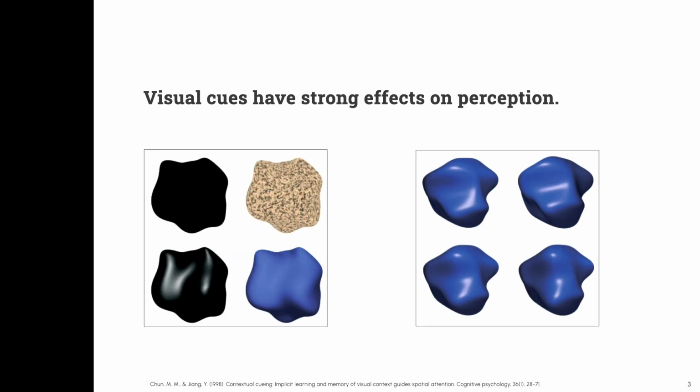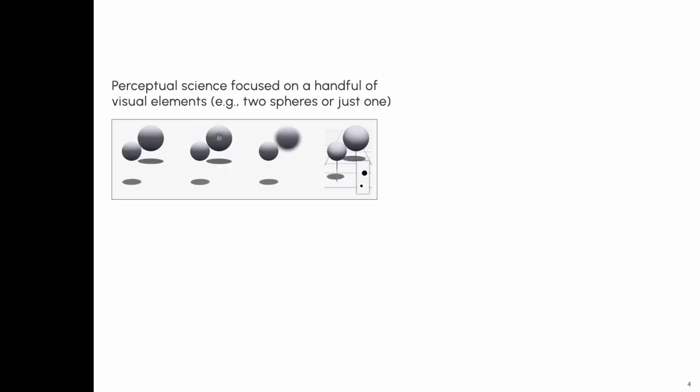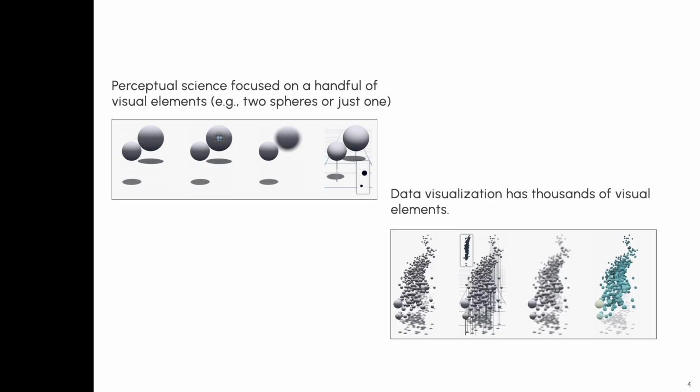Literature from perceptual psychology suggests that visual cues can strongly affect our perception, and the examples here show how texture and shading affect our perception of shape. However, perceptual psychology often focuses on a handful of visual elements like two spheres, or sometimes even just one. In visualizations, we may have thousands of visual elements where visual cues may display very different effects on our perception.